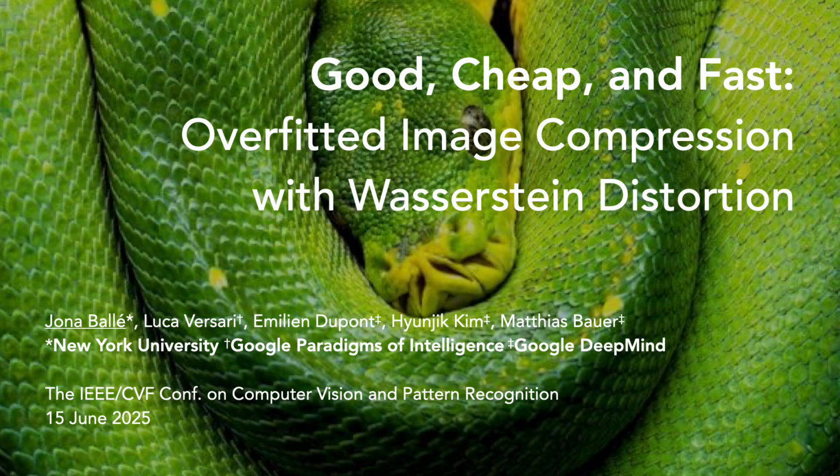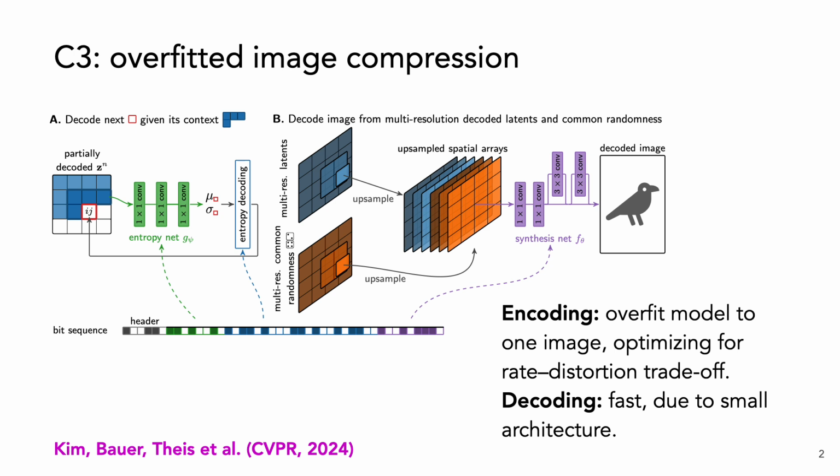Here I am briefly presenting the paper Good, Cheap and Fast Overfitted Image Compression with Wasserstein Distortion. It was published as a poster at CVPR 2025 and received a highlight. This work is based on C3, an overfitted image compression method.